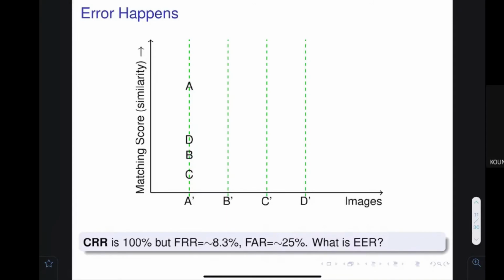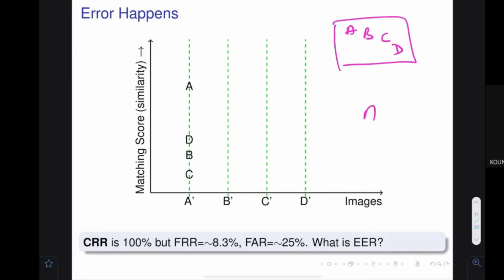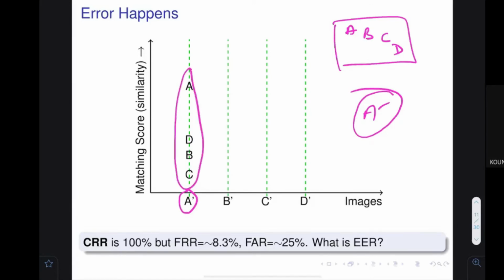Now I want to show this particular slide, which is very interesting. Let's assume that in your database there are 4 people: A, B, C, D. You have one image each of A, B, C, and D. Somebody comes, let's assume A comes, and you don't know that he is A. He gives another image, A dash, and you match his image with all the other images. Whatever scores you get, you arrange them in order, because 4 images were there.